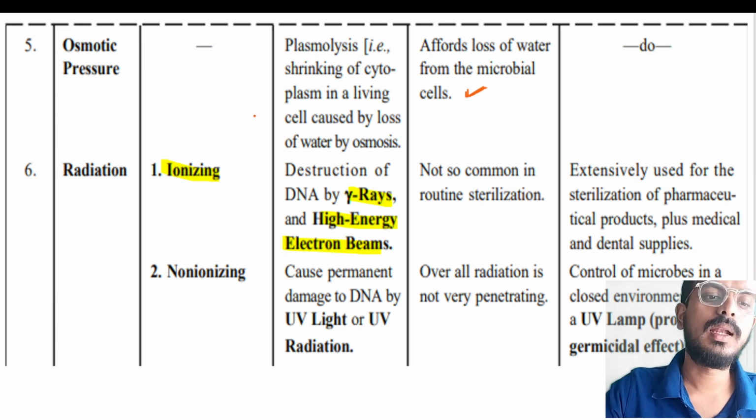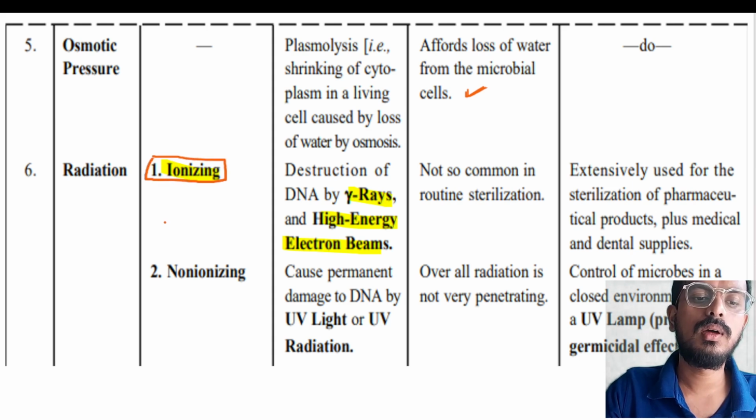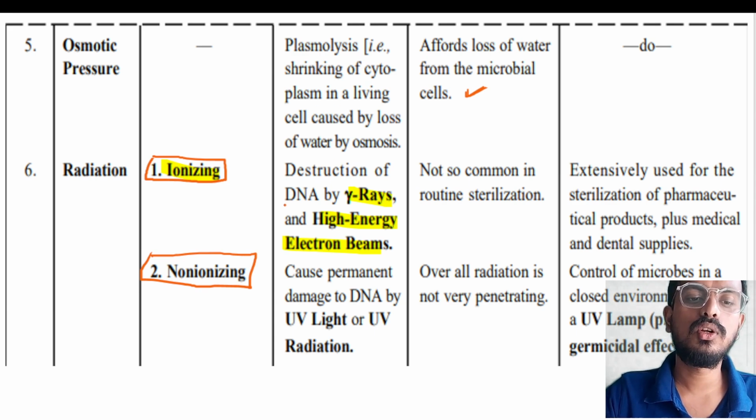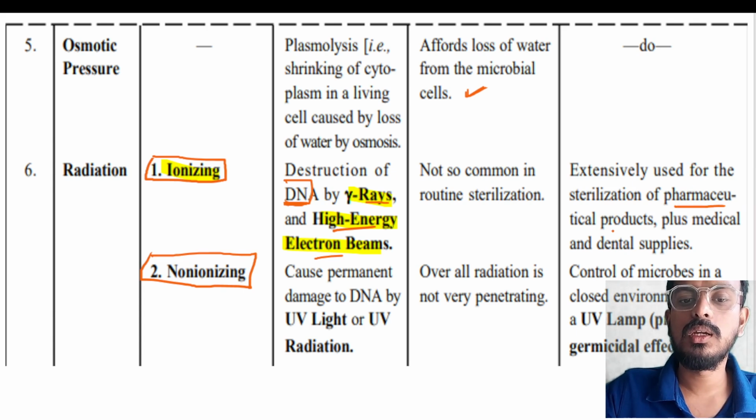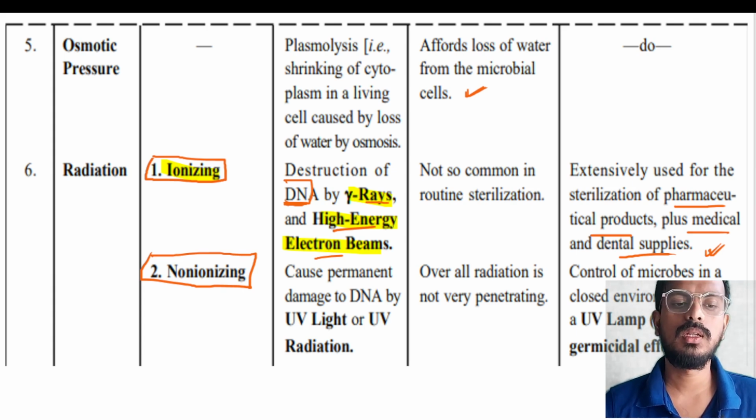Next is radiation. There are two major types of radiation used: one is ionizing radiation, and the other is non-ionizing radiation. Ionizing radiation basically destroys the DNA, by gamma rays and high energy electron beams. This is not common in routine sterilization, but is extensively used for the sterilization of pharmaceutical products, plus medical and dental supplies.